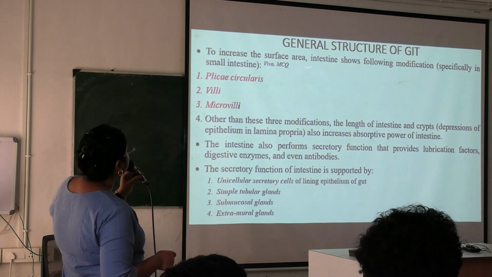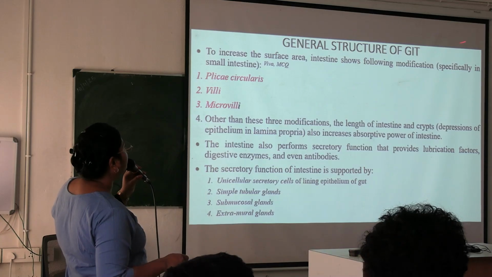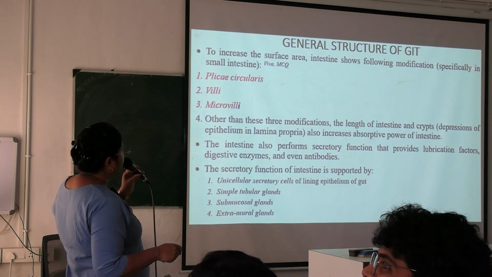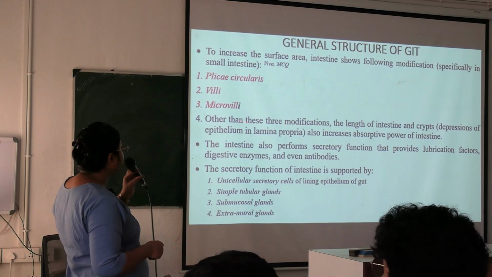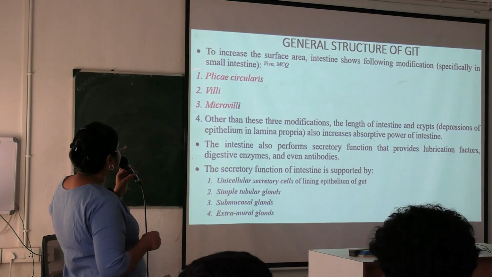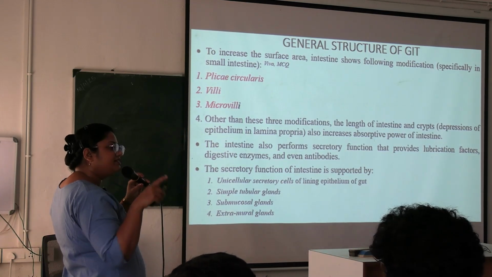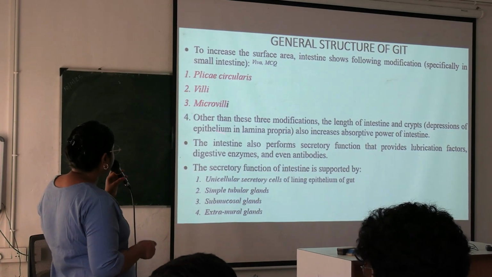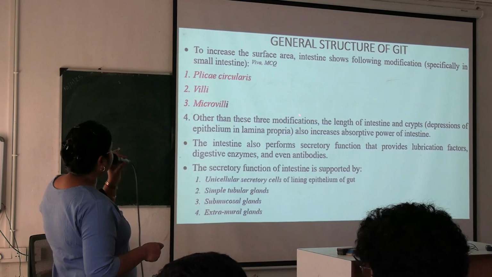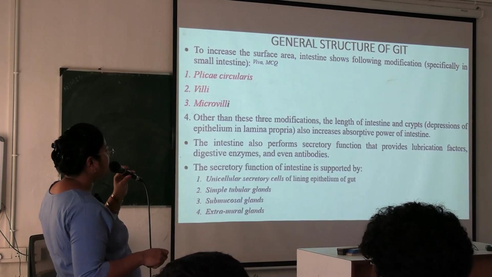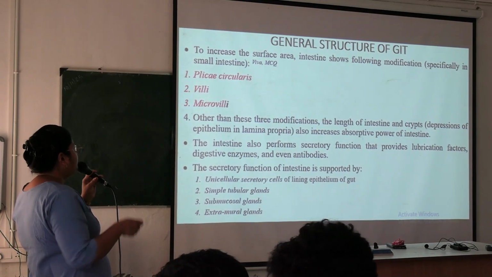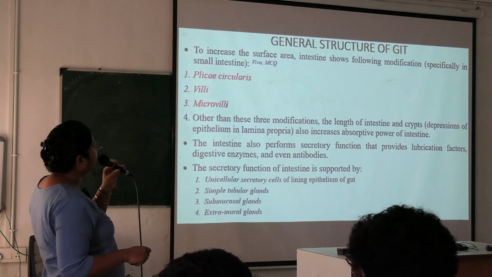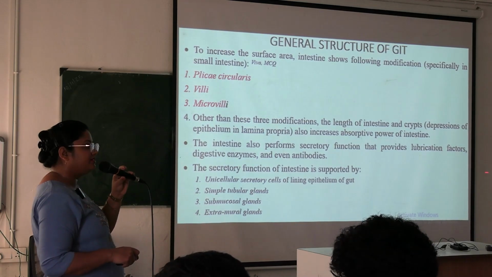To increase the surface area, the intestine shows the following modifications, especially the small intestine. First is the plica circularis, which are circular folds. Next are the villi and the microvilli. Other than these three modifications, the length of the intestine and the crypts, which are depressions of the epithelium in the lamina propria, also increase the absorptive power of the intestine.